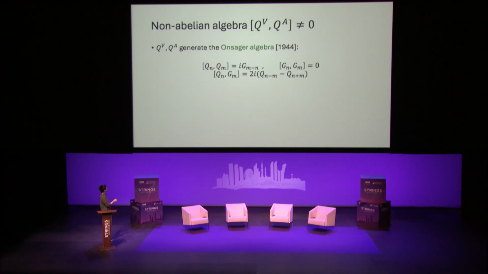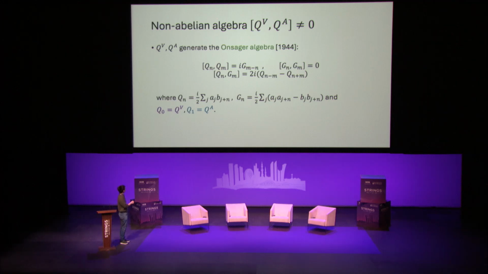Its elements you have 2 integer sequence of operators, Qn and Gn. These are the definitions. The details do not matter. But as you can recognize, the first of the Qn is our vector charge. The second one is our axial charge. The only thing you need to know about this non-abelian algebra is that starting from our vector and axial symmetry, by taking repeated commutator, you generate the entire Onsager algebra. The G operator is the commutator between the Q's. And you can show that in the continuum limit, this goes to 0. And therefore, the vector and the axial symmetry commute in the continuum limit.